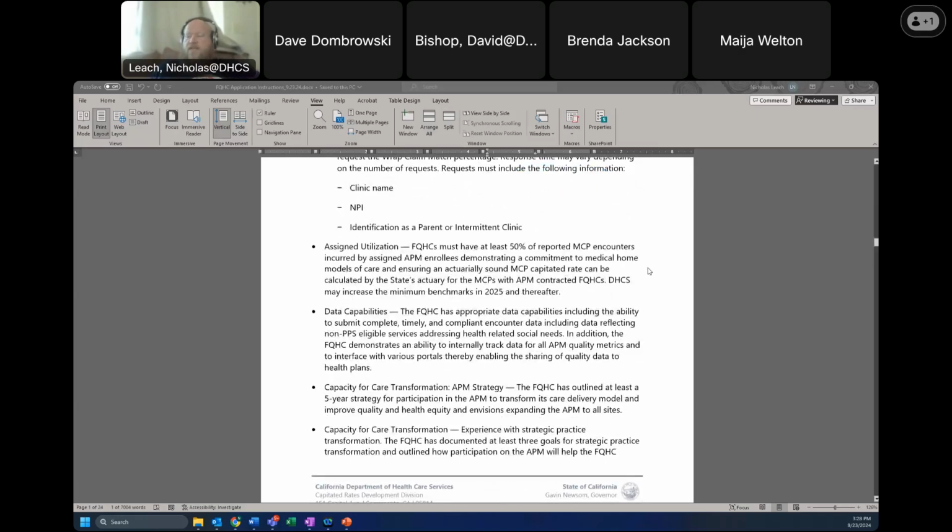Another piece is the assigned utilization. So FQHCs must have at least 50% of reported MCP encounters incurred by assigned APM enrollees, demonstrating a commitment to medical home models of care and ensuring an actuarially sound MCP capitated rate can be calculated by the state's actuary for the MCP with APM contracted FQHCs. This is really because we can only pay you on assigned members, so if your utilization is too high for unassigned members, we would not be able to set an actuarially sound rate.